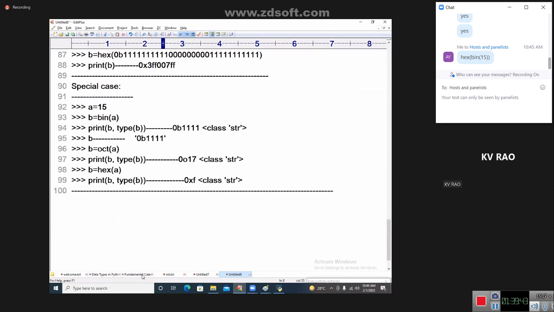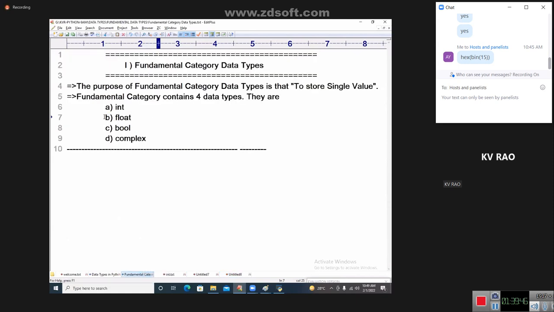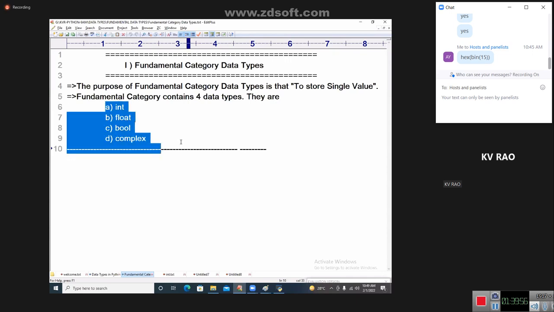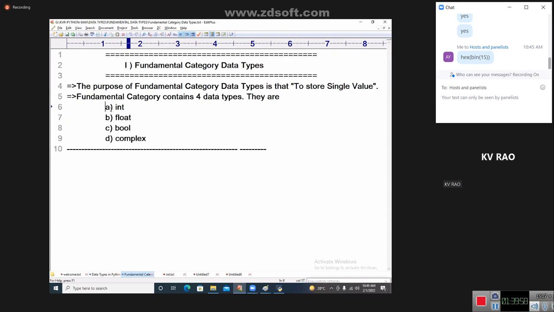So I will post this int data type. Tomorrow when I come back, I will explain float and bool, because the int data type is a little bigger, and I had to explain number systems. So int data type is completed. Did you understand today's class perfectly, students? Tomorrow I'll go for float, bool, etc. Yes, very good. Thank you.